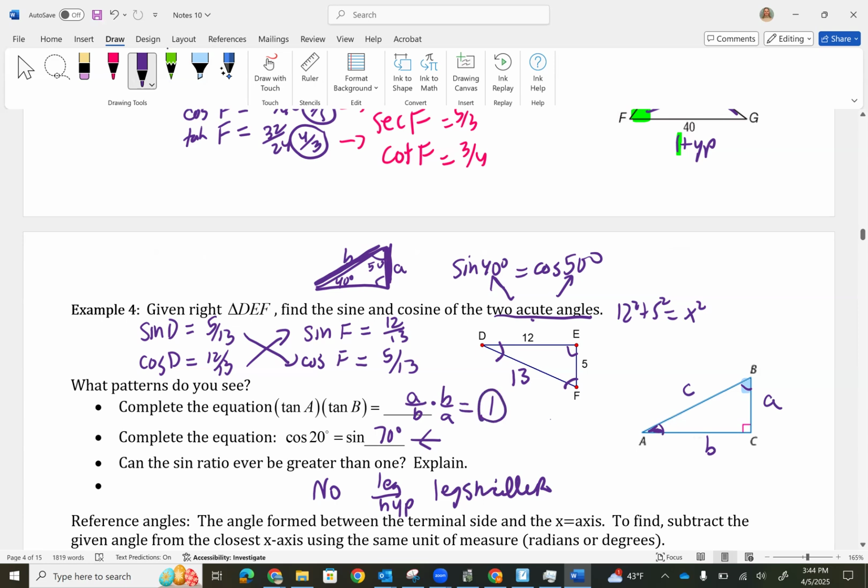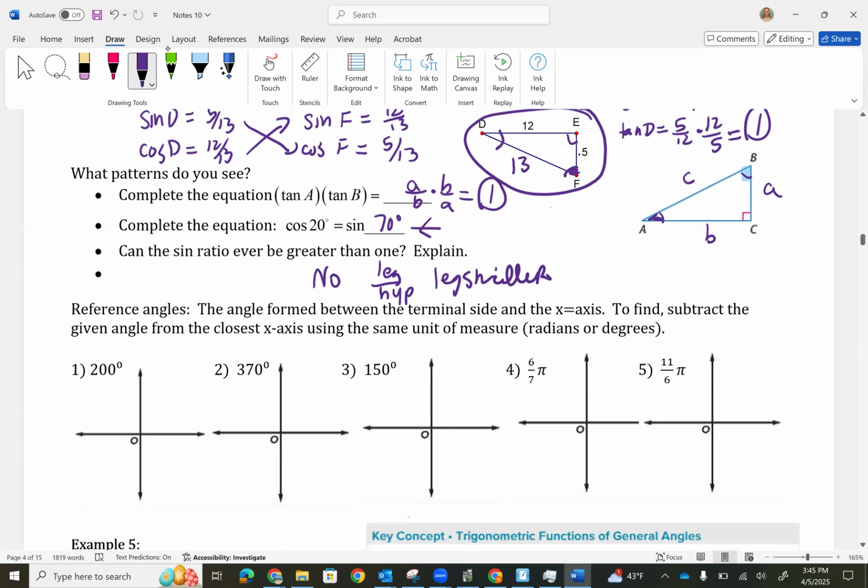Okay, and you could try that with numbers. Let's do the tangent of D. Tangent of D is equal to 5/12. And if you do the tangent from F's perspective in the same triangle, you get 12 over 5. If you multiply them together, you're going to get 1 because they are reciprocals of each other, because the opposite and adjacent are flipped when you move angles. So there's some good old math there.